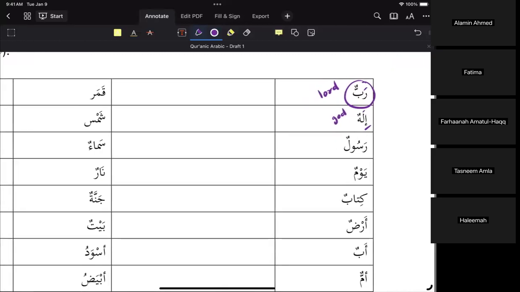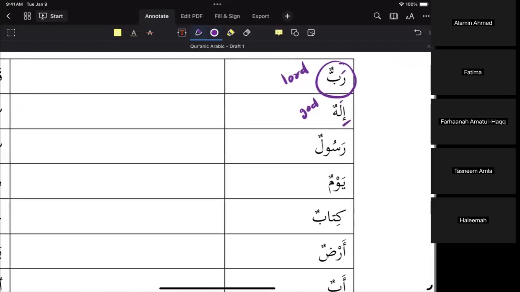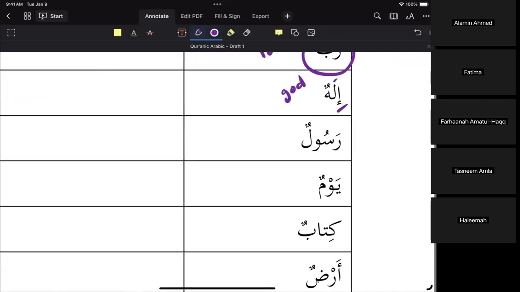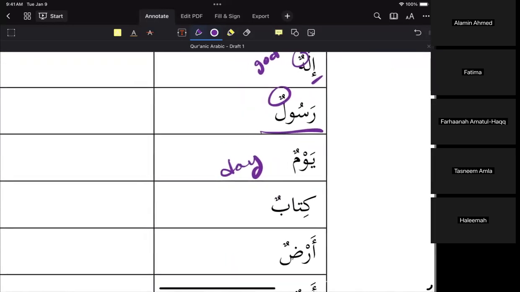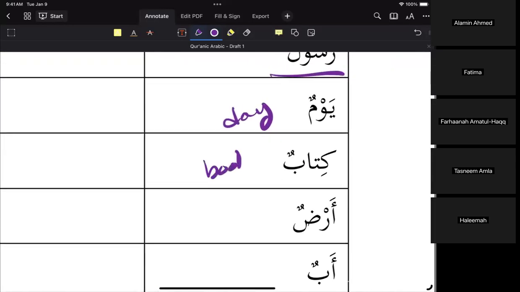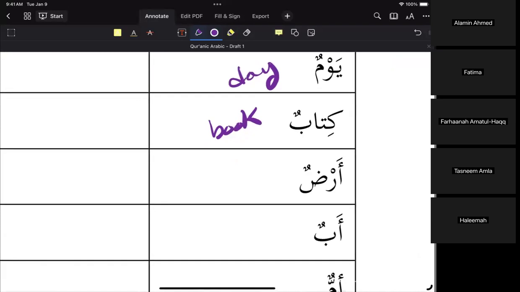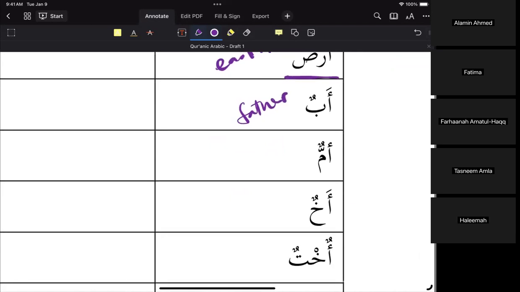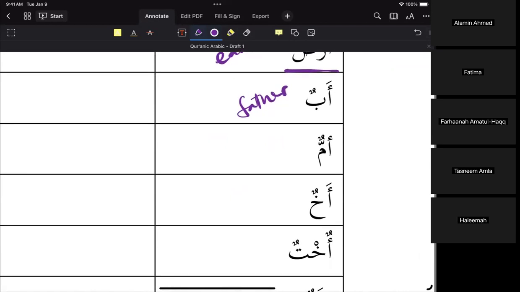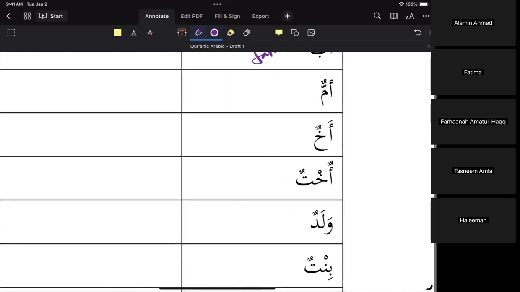We need a few words before we can get into the chapter. Rasul, messenger. Okay, Rasul, messenger. Yom is day. Yawmun. As you can see, all of them have tanween at the end. Rasulun, Yawmun, Kitabun. Kitabun is book. Okay, Ardun. Ardun is earth. Okay, it kind of sounds similar, doesn't it? Abun is father. Okay, and mother, Akhun, brother, Ukhtun, sister, Waladun.